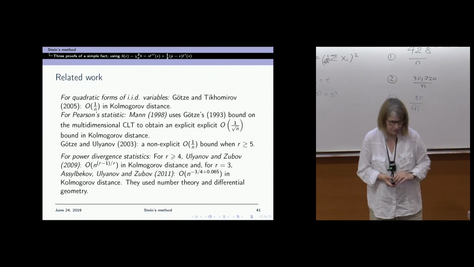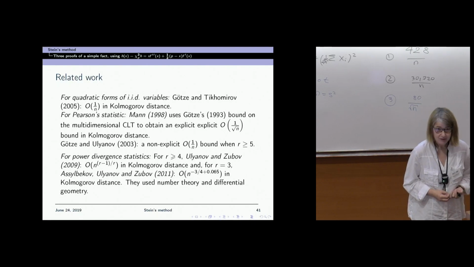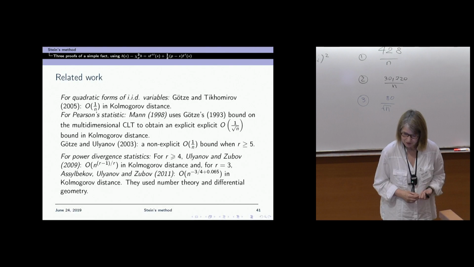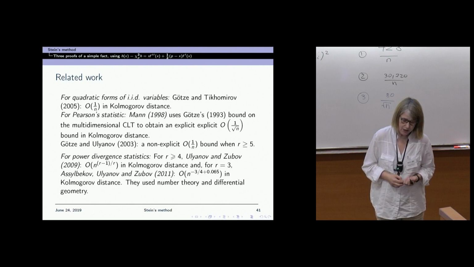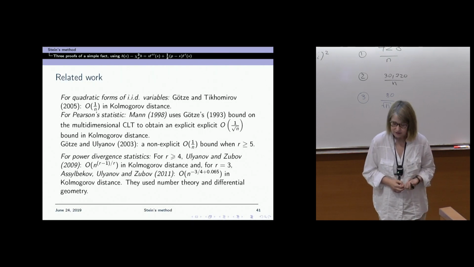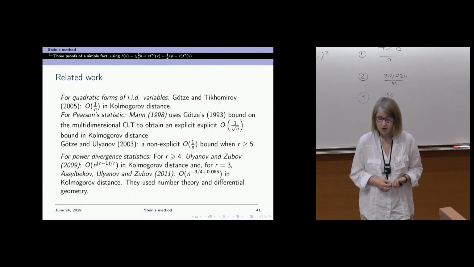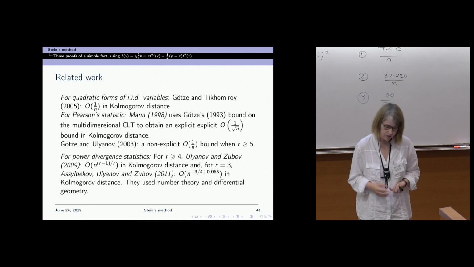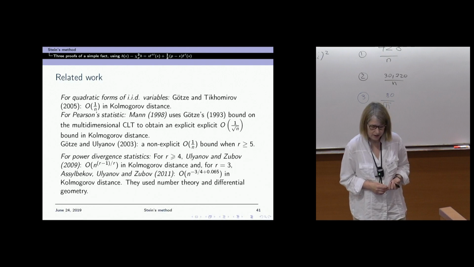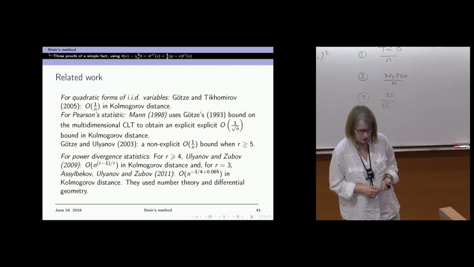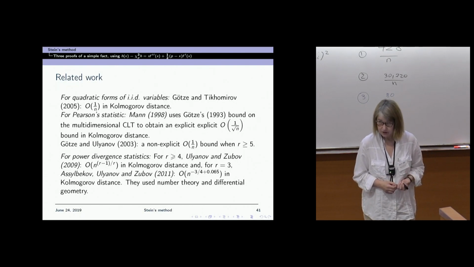And just a bit about related work. Quadratic forms have of course been studied by many people. Götze, one of the people working a lot on it, and Tikhomirov showed a 1 on n bound in Kolmogorov distance, but not explicit. For Pearson's statistic, there's a paper by Bramson, which I'm not sure ever appeared, but he had an explicit order 1 on root n bound in Kolmogorov distance. Götze and Ulyanov have a non-explicit order 1 on n bound when r is bigger or equal to 5, the number of cells.